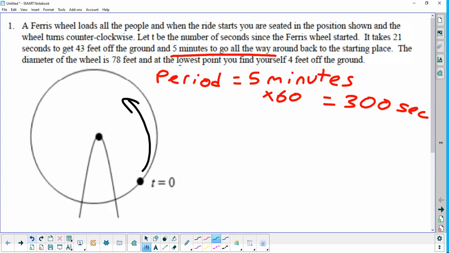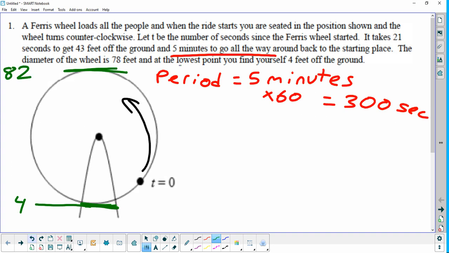The diameter of the wheel is 78 feet, and at the lowest point, you find yourself 4 feet off the ground. So the lowest point, that's at 4. The diameter is 78. That means the highest point is 78 above 4. 78 above 4 would be 82.